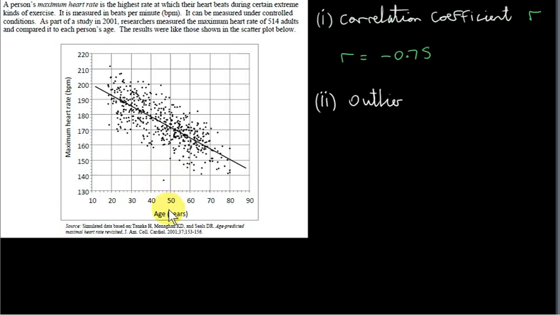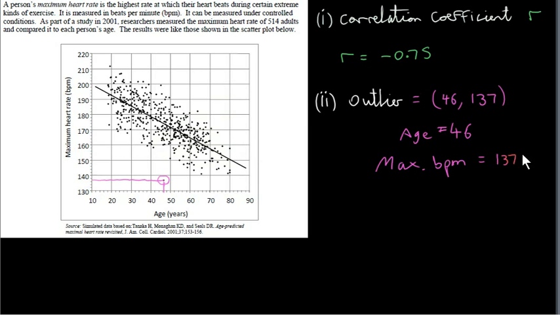So let's write down age and maximum heart rate for the person represented by this point. The coordinates of this point look to me to be 46, 137. So age is 46 years, and maximum heart rate, maximum BPM, for an extreme form of exercise in this experiment is 137 beats per minute. Another good approximation might be 47, 137.